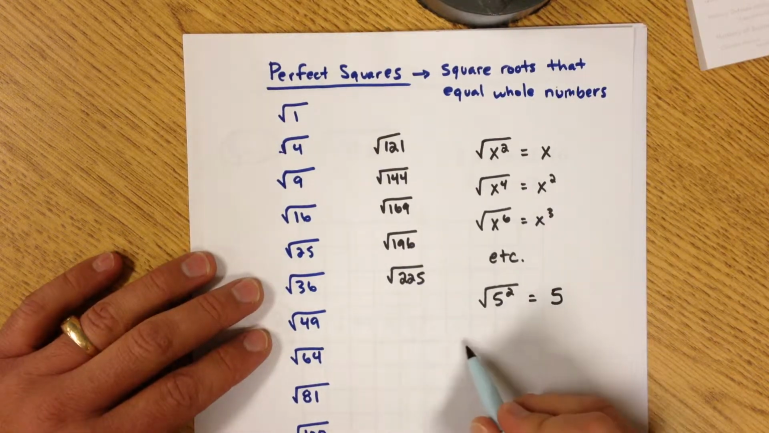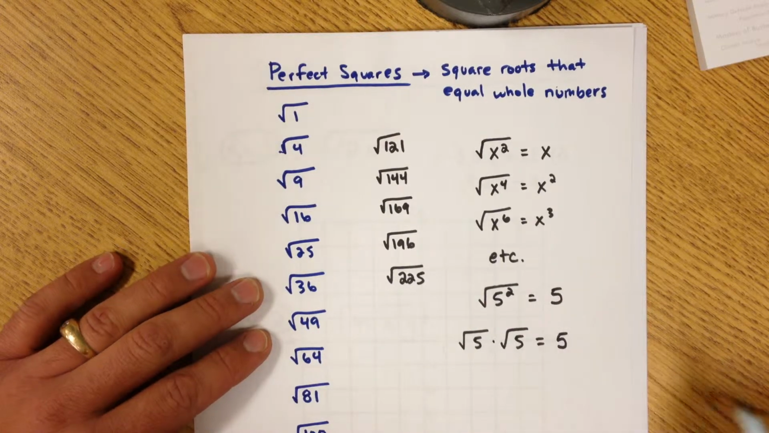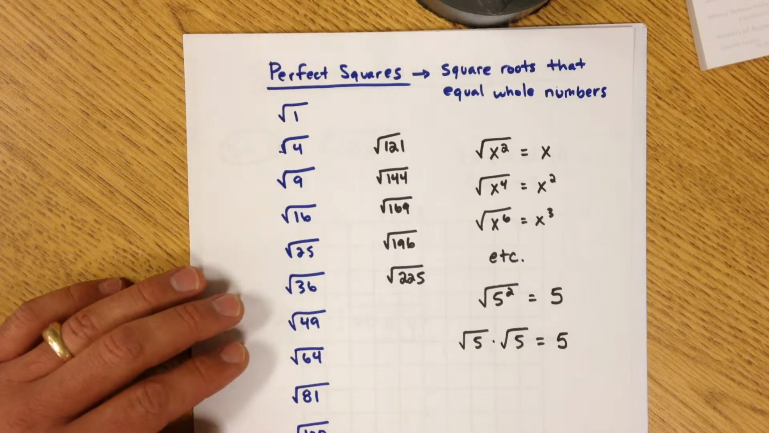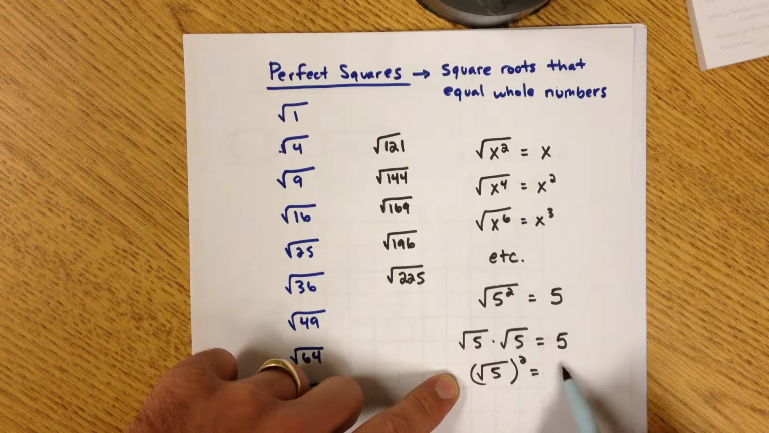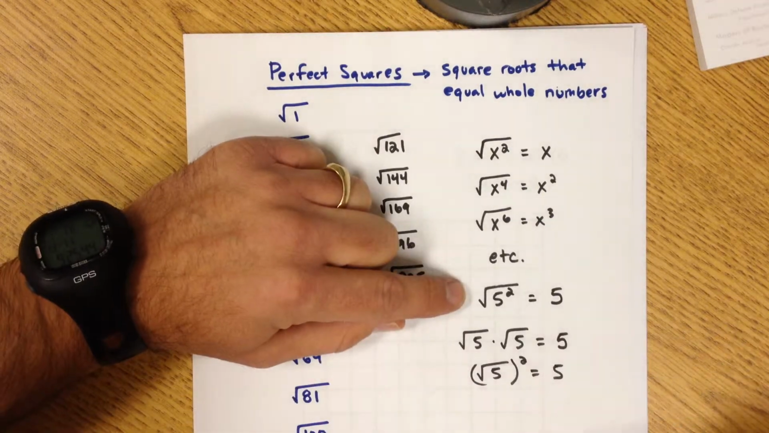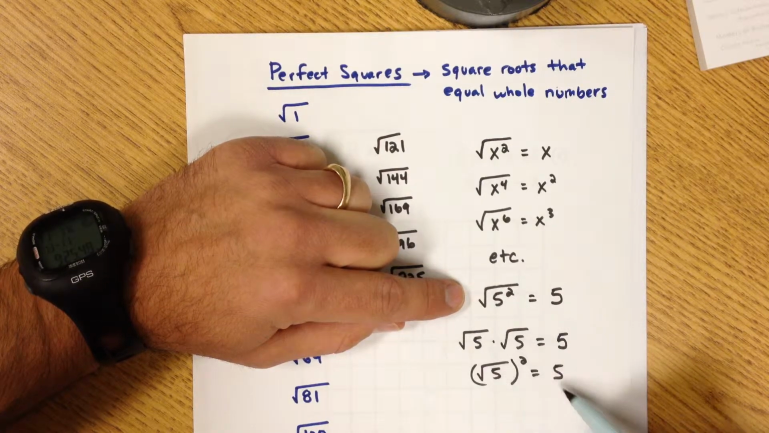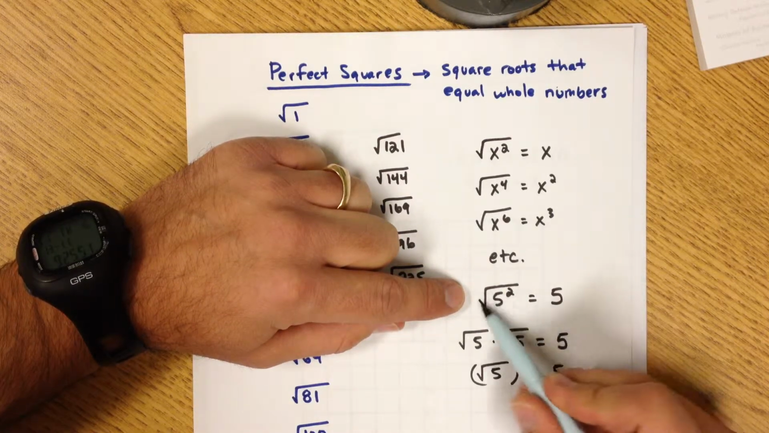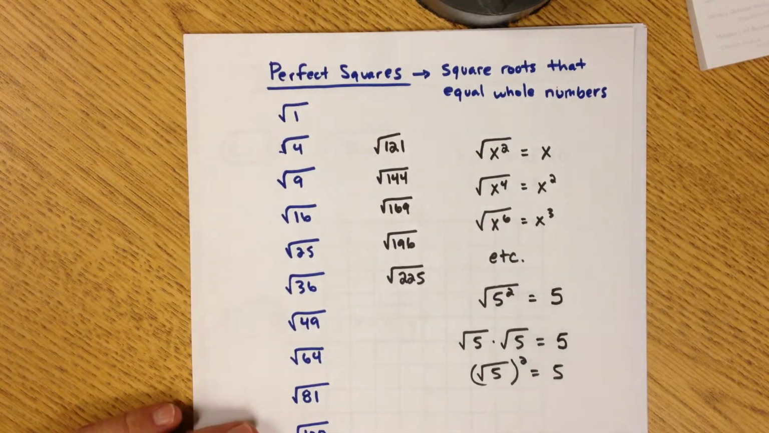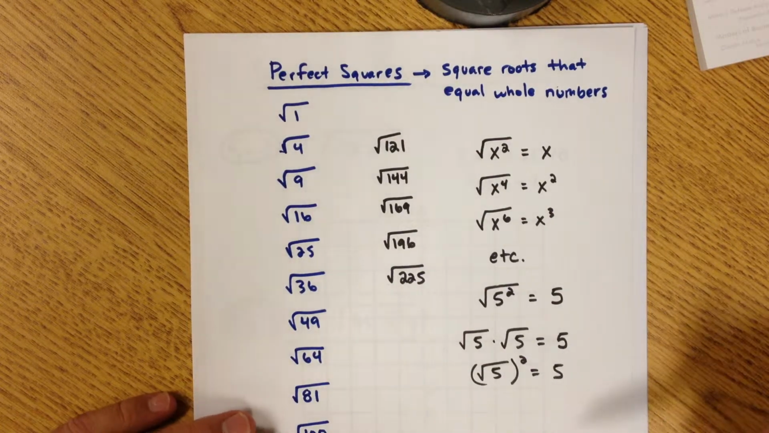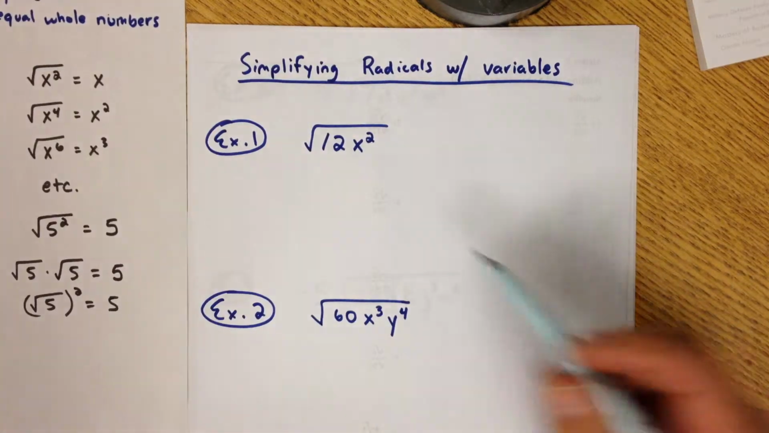In the same token, you also know that radical 5 times radical 5 is also just 5. There again, those are opposites. So if I square a square root, it undoes it, or if I square root a square, it undoes itself. Since they're opposite operations, they undo each other. So with that explanation, we can try to tackle this one here.